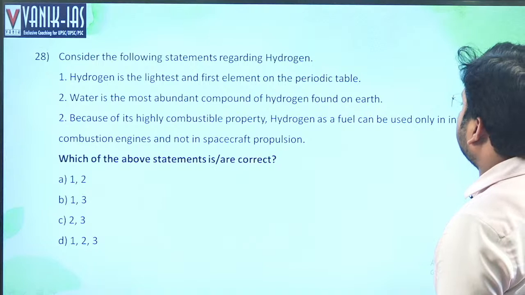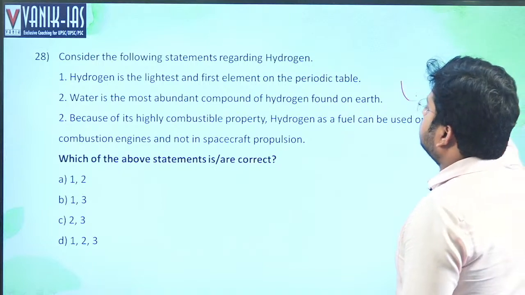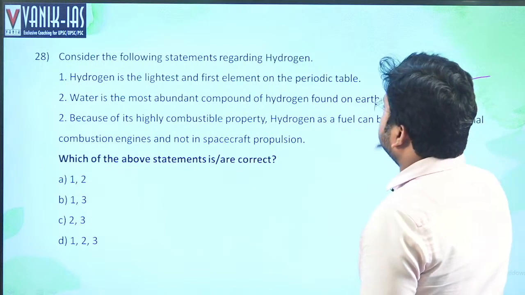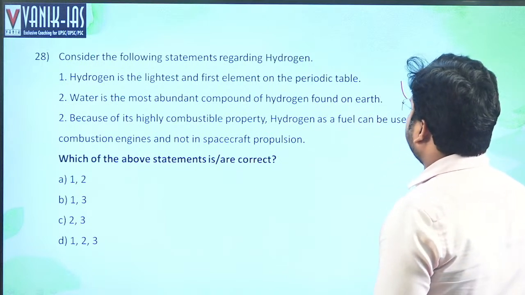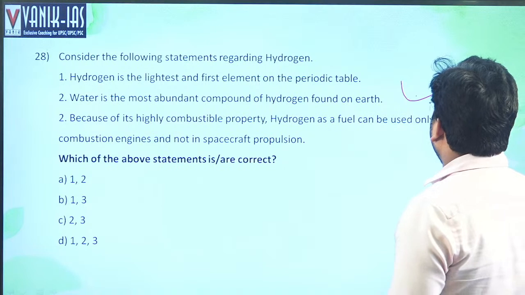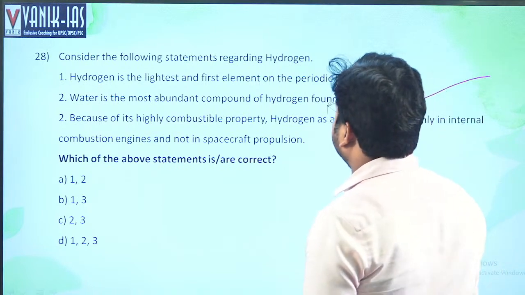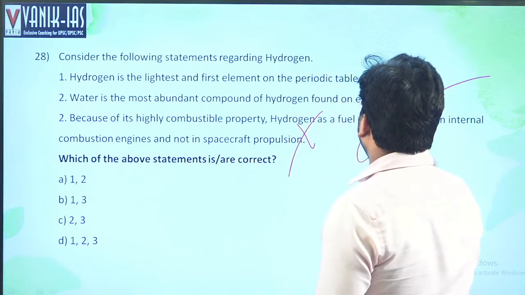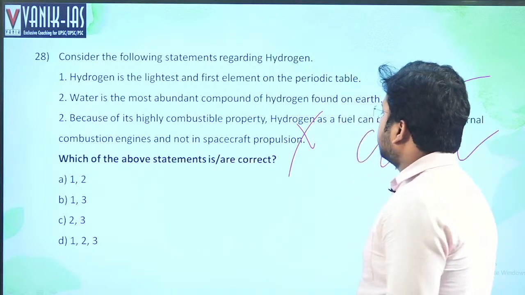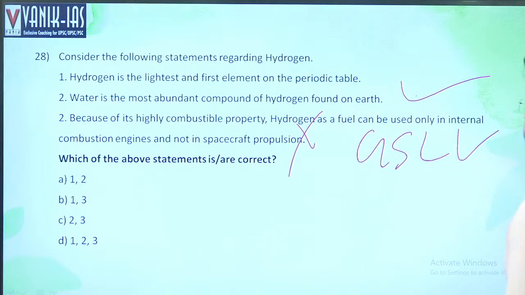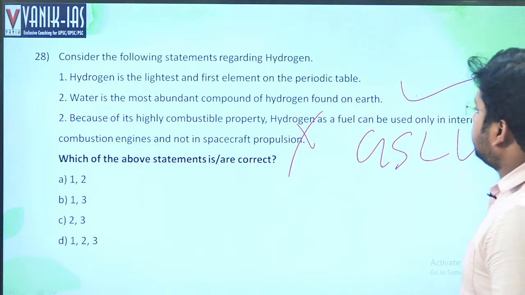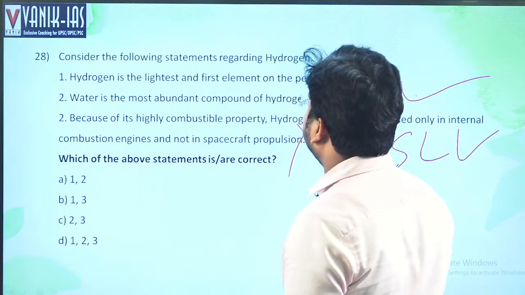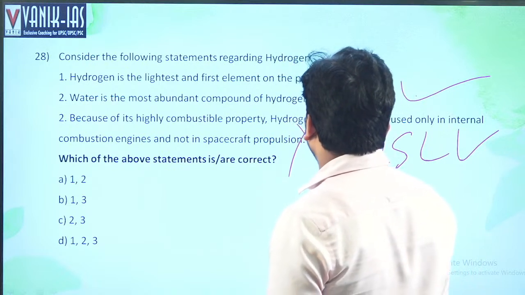Water is the most abundant compound of hydrogen on earth. This is right. Hydrogen is the lightest and fastest element in the periodic table. Because of its highly combustible property, hydrogen as a fuel can be used only in internal combustion engines, not in spacecraft propulsion. This is wrong, because it is already used in the GSLV, the Geosynchronous Satellite Launch Vehicle. So 2 and 3 are wrong.